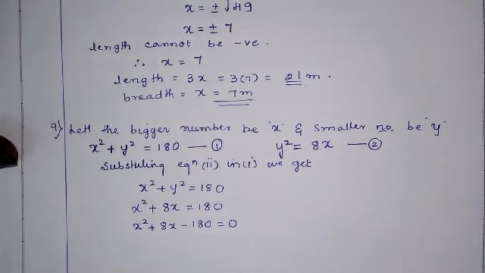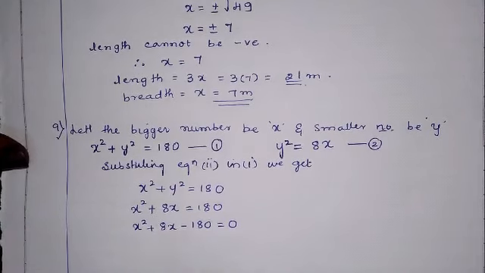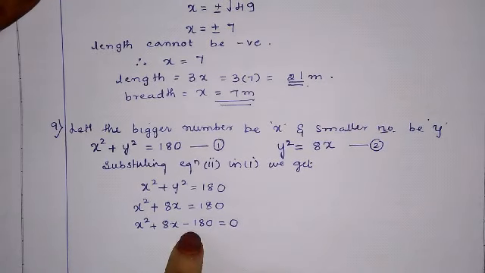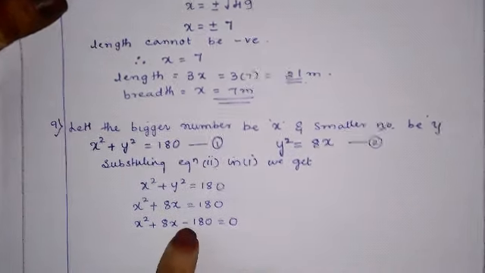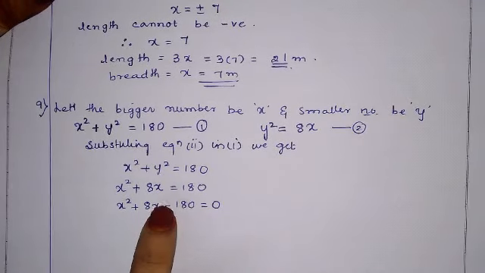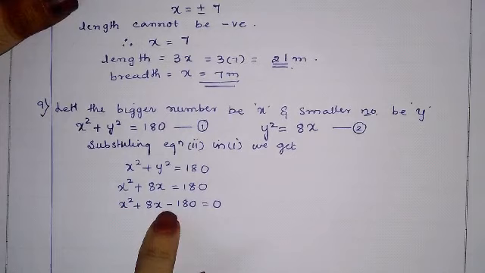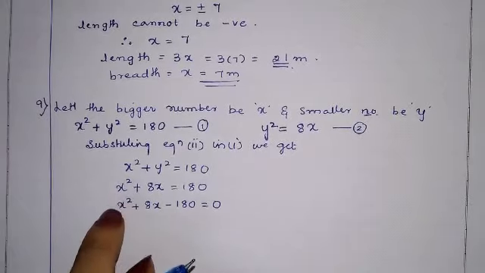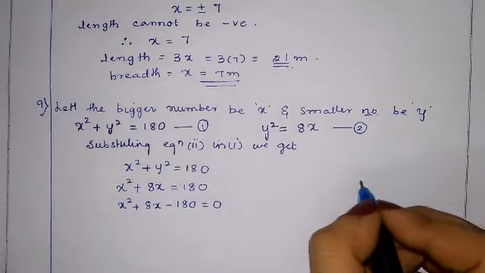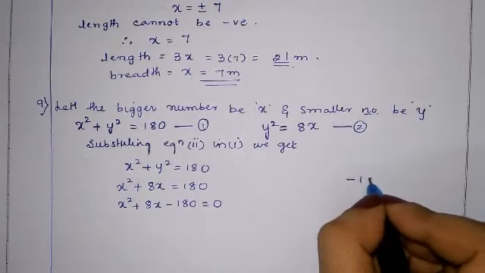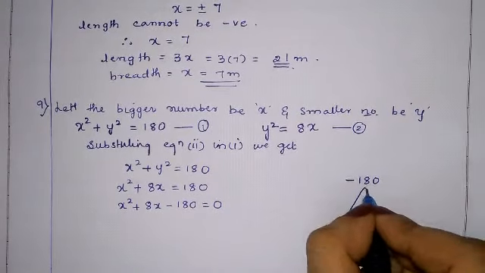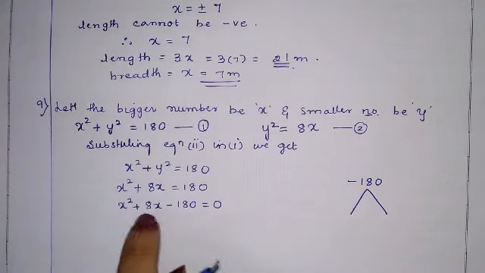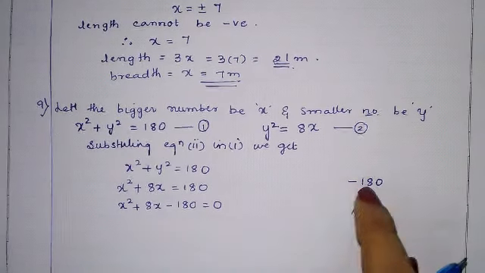Here also you can do the same thing. You can factorize or use the formula method. In my previous problem I have shown you how to do the formula method. Now we will go for factorization. First and last numbers we have to multiply, that is 1 into minus 180 is minus 180. We have to find two such numbers whose product is minus 180 and whose sum is 8. This is an easy problem.